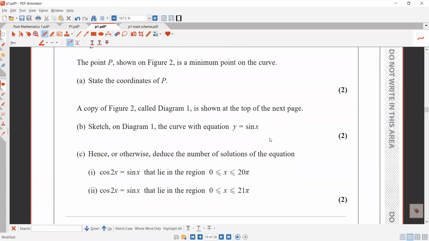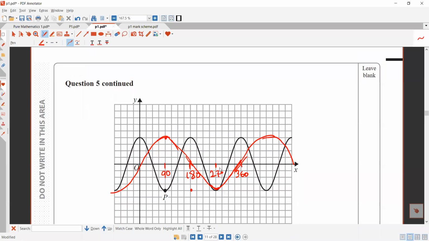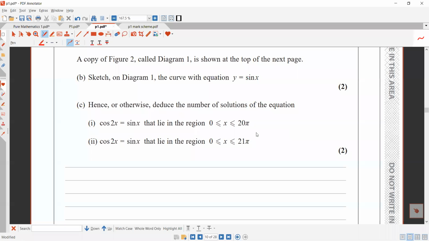Just like before. How many solutions are there in 360 degree? Just check. I'm having one solution here and two solutions. No, three solutions actually. Can you guys see there are three solutions here in 360 degree? Everyone? So then they said 20 pi.